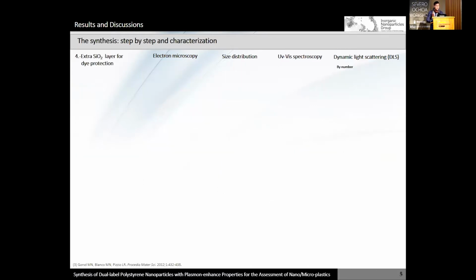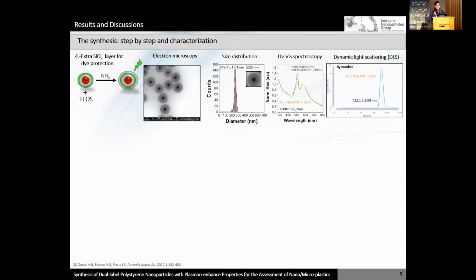So once we have this, we additionally grow a silica layer in order to protect the dye. Why? Because the emulsion polymerization to grow this polymer is at high temperatures, and temperature can also damage the dyes. In addition, they use a radical initiator to polymerize the polymers, and this radical can also attack the dyes. So I grew an additional silica layer in order to achieve this particle of around 250 nanometers. And as we can see by the UV spectra, again, we have the band of the fluorescein with the peak of the gold, correlated with the dynamic light scattering.